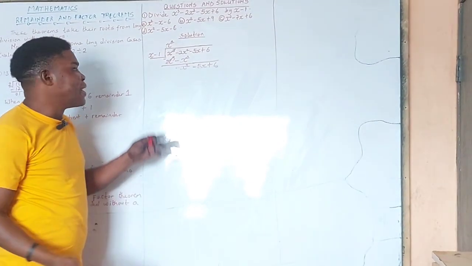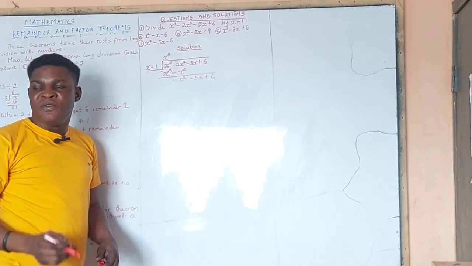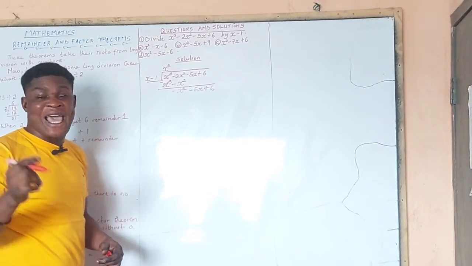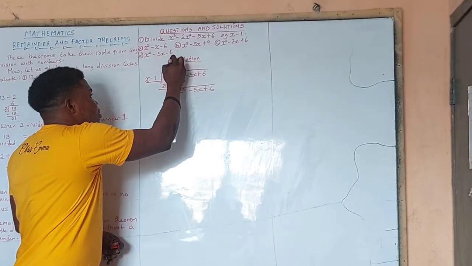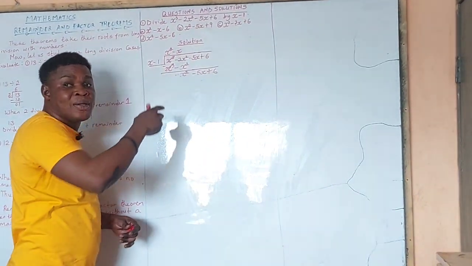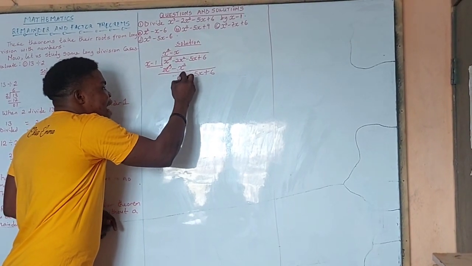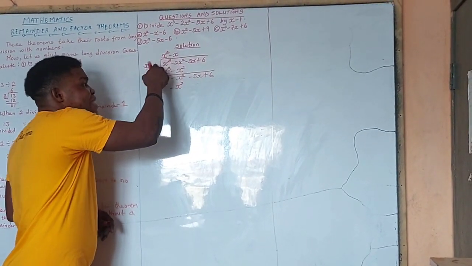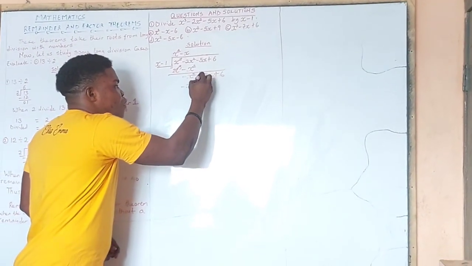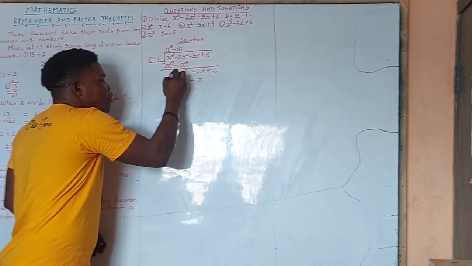Now you go again. How many x can we see in minus x squared? If you divide minus x squared by x, it's going to give us minus x. So we are going to write the minus x here. Now use this minus x to multiply this divisor again. Minus x times x will be minus x squared. Minus x times minus 1 will be plus x. Then you subtract this again.